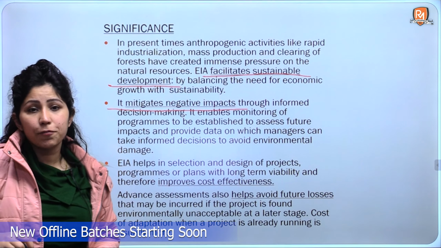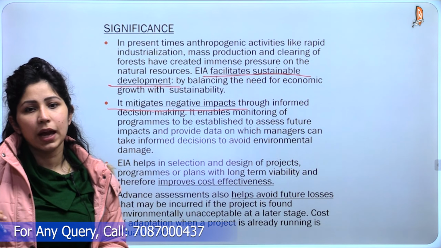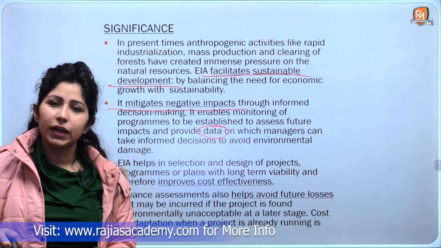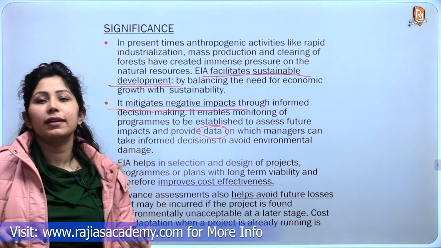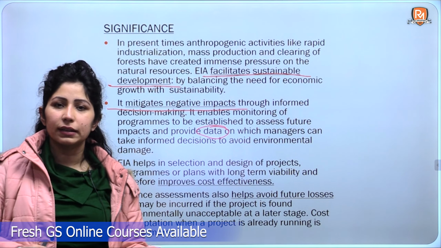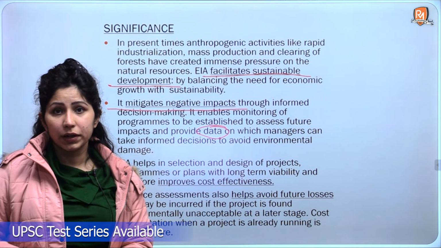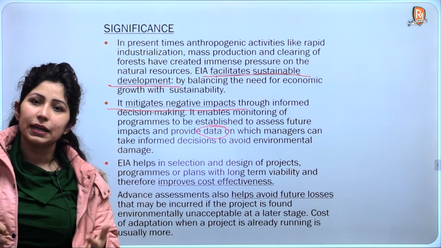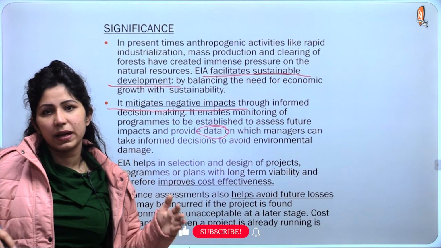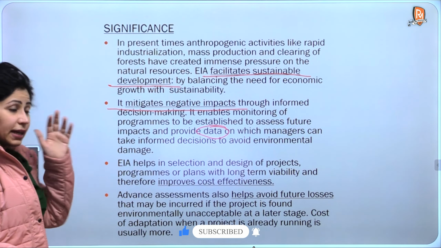It enables monitoring programs to be established to assess future impacts and provide data on which managers can take informed decisions to avoid environmental damage. See, data is the most important point here. To assess the positives or negatives of something, you always need to have data. Where does that data come from? For example, if something has to be developed in a village, how do we get to know that these many people's employment will suffer or these many people's houses will have to be brought down? So where does that come from? That comes from statistics, that comes from the data that goes behind developing EIA reports. So it mitigates negative impacts is your second significance.